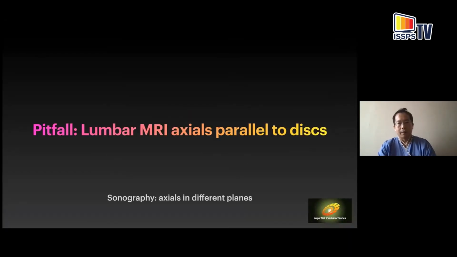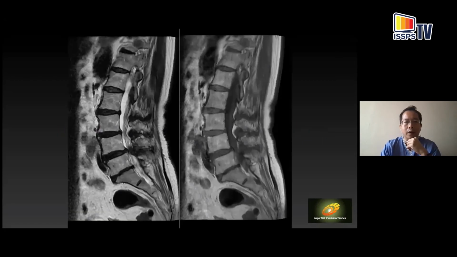Okay, so remember, there is a major pitfall here in that when we look at lumbar MRI spines, the axials are performed parallel to the discs. When we are doing our lumbar sonoanatomy, the cranial caudal tilt of the probe may not be exactly the same as the lumbar axials as well. So just so I have a good mental image of where you're going.